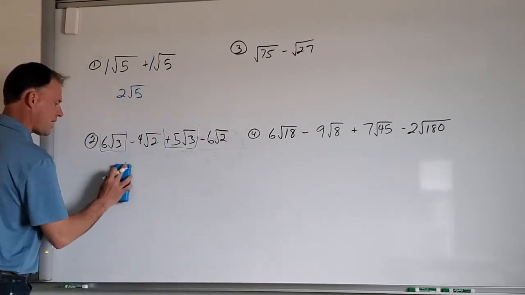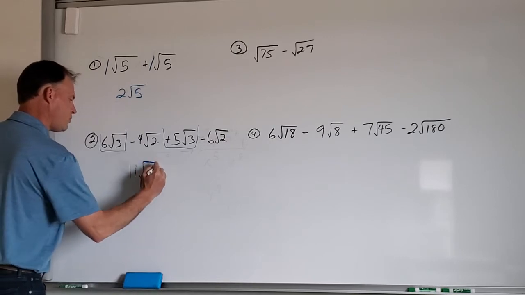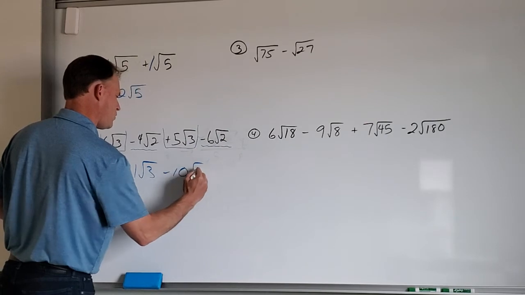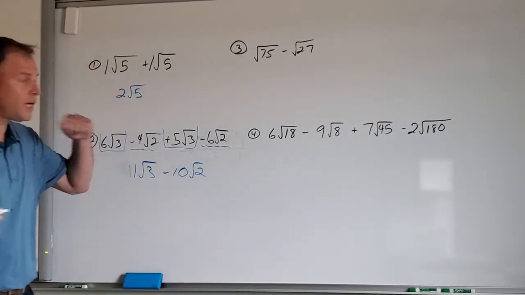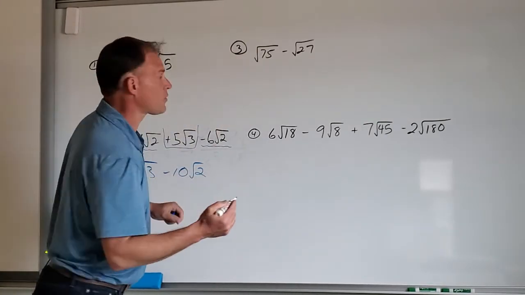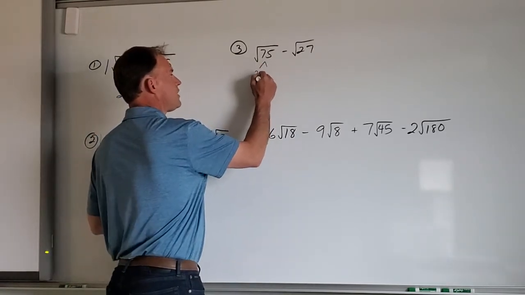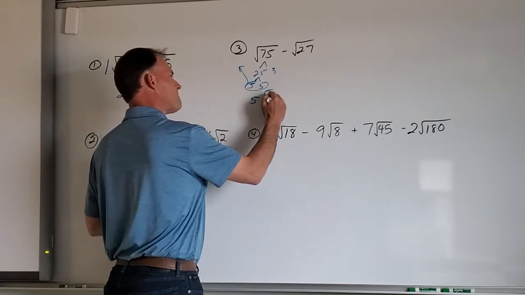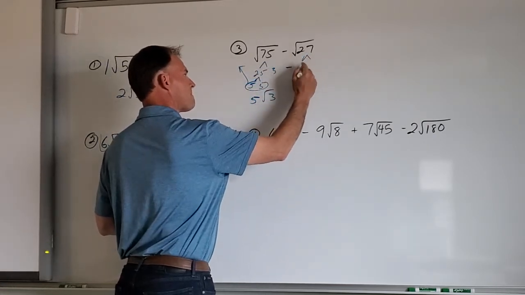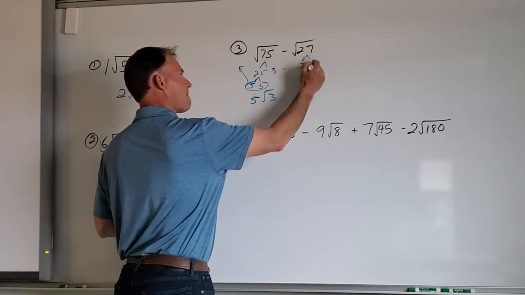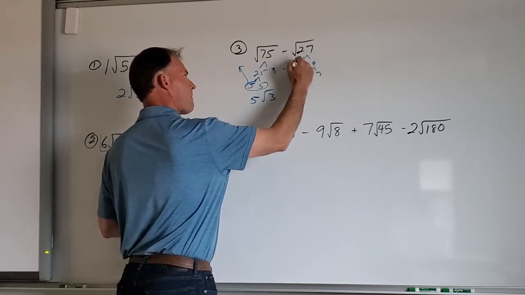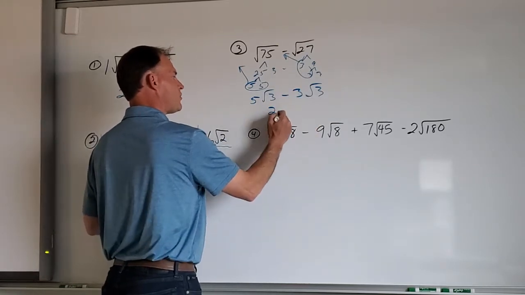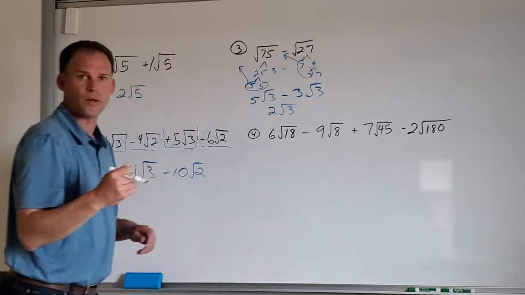6 plus 5 is 11 root 3 minus 10 root 2. All right? If you can break down the radical, you break down the radical. 75 is 25 and 3, 5 and 5. Five root 3 minus 3 root 3, 2 root 3. All right.